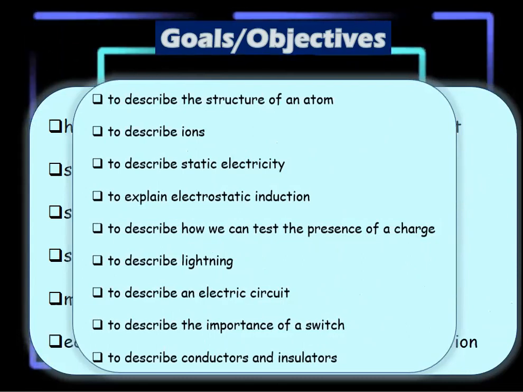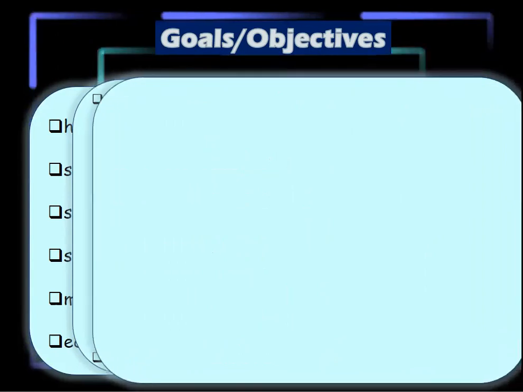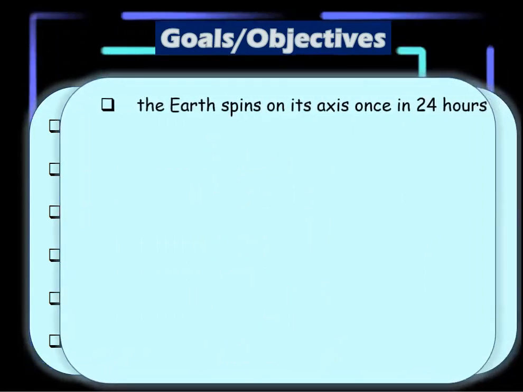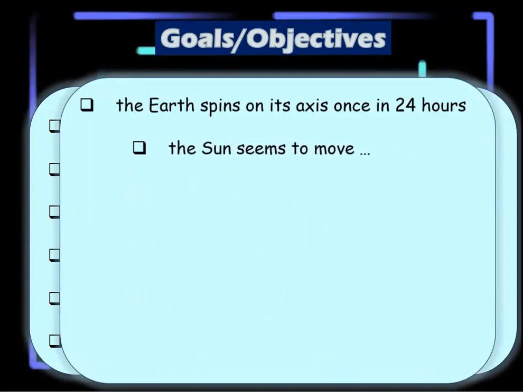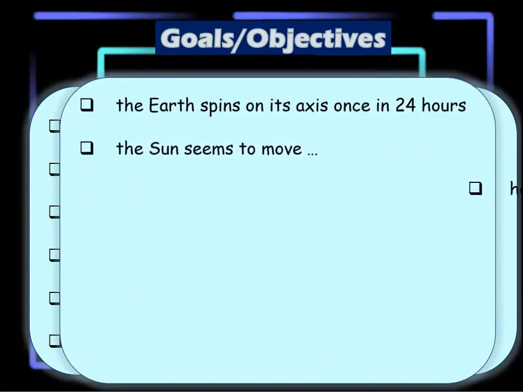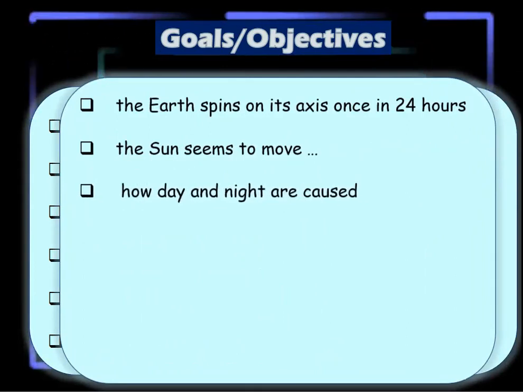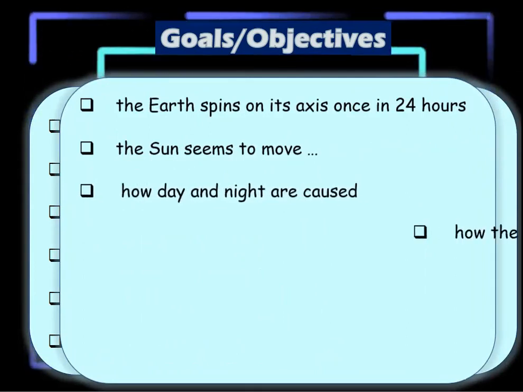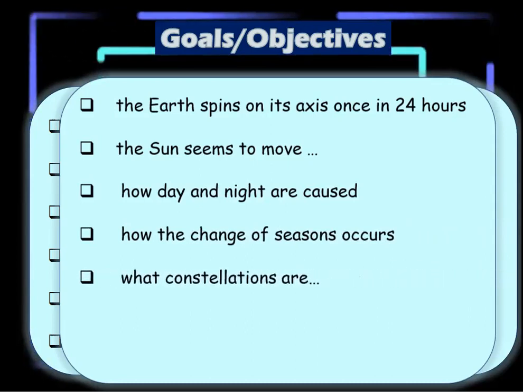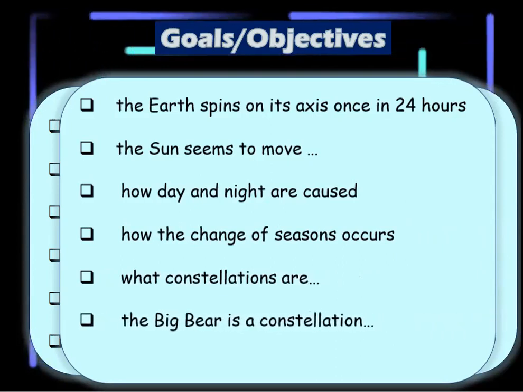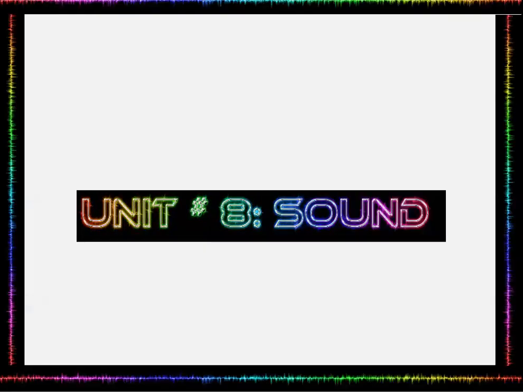And in unit number 13, we already discussed that the earth spins on its axis once in 24 hours. The sun seems to move, it is not. How day and night are caused. How the change of seasons occurs. What constellations are. The Big Bear is a constellation, and hemisphere. So let's get started from unit number 8, sound.